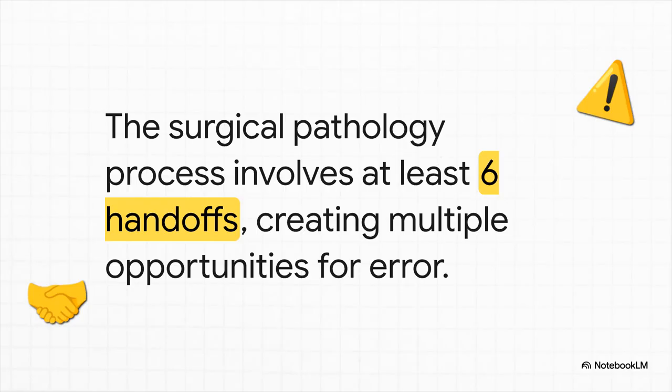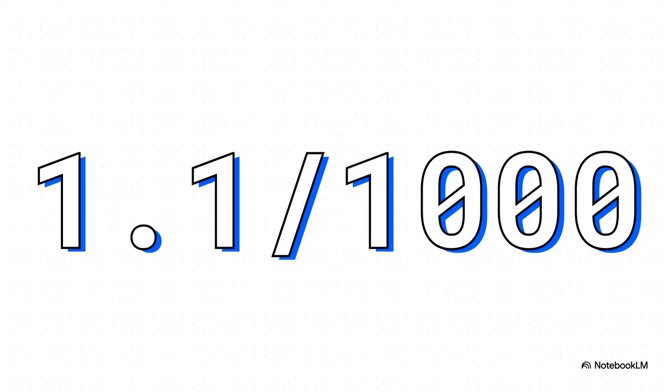I want you to just picture the journey a single tissue sample takes. It goes from the surgeon to a runner, to the grossing bench, to a processor, then to a histotechnologist for embedding, then another one for cutting, and finally it gets to a pathologist. That's at least 6 handoffs, and every single one of those steps is a place where a mix-up can happen. So, how often do things go wrong?